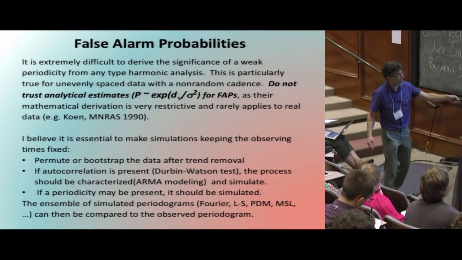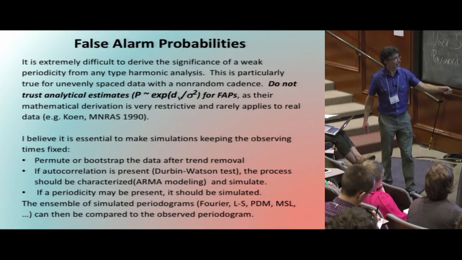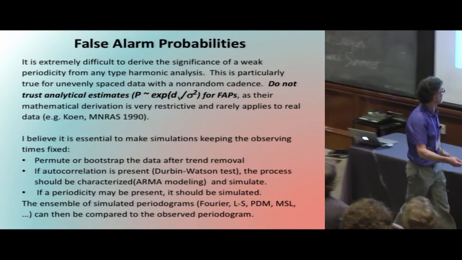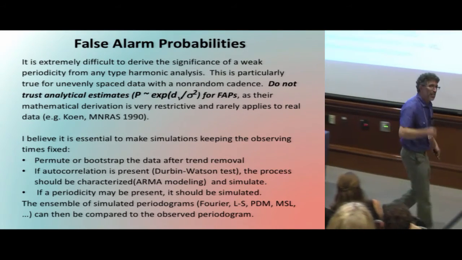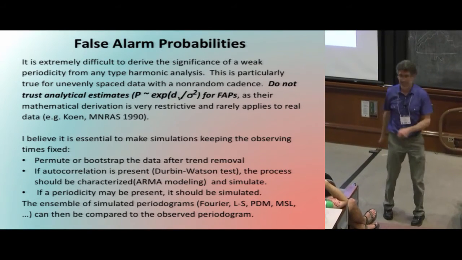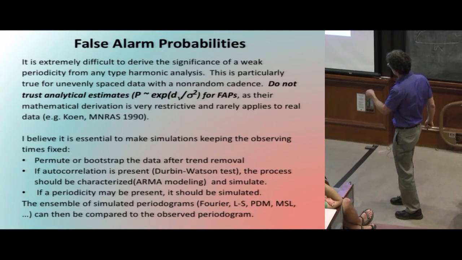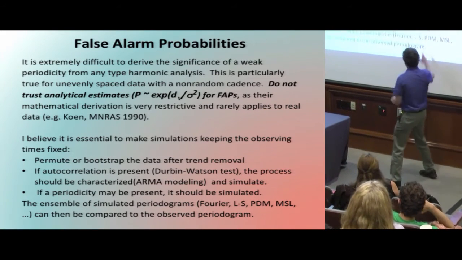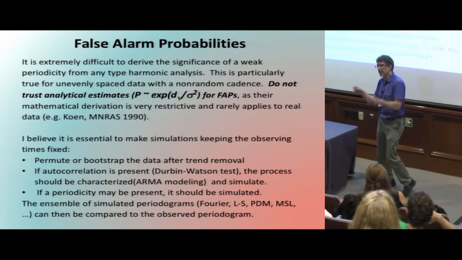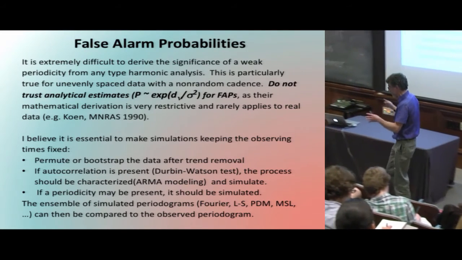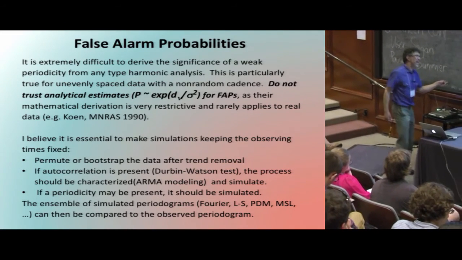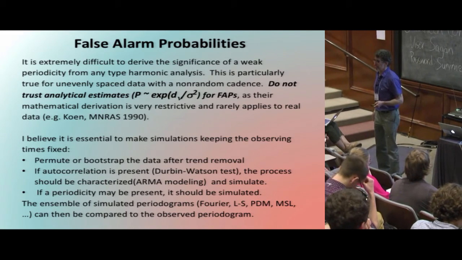And if autocorrelation is present, which you can test, then you should fit it with an ARMA model and then simulate the ARMA process and put that in with your irregular spacing and do those Lomb-Scargles and see what those periodograms look like. And then you can actually add in the periodogram you think is there to see whether or not the harmonic structure looks like it really does in the real data. And you do all these things and maybe then you can believe it.